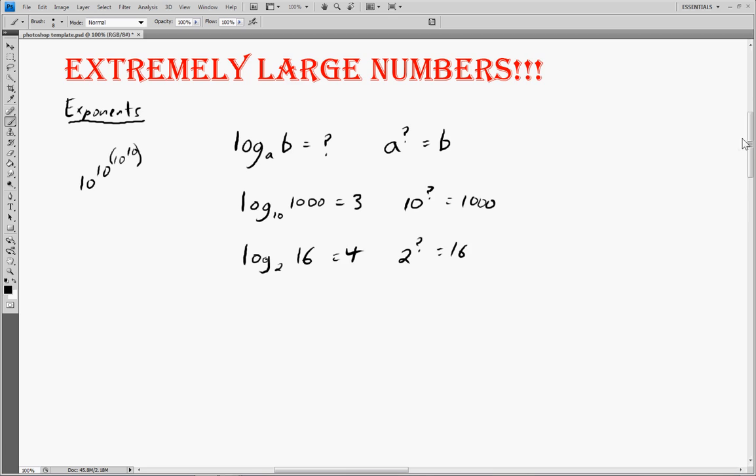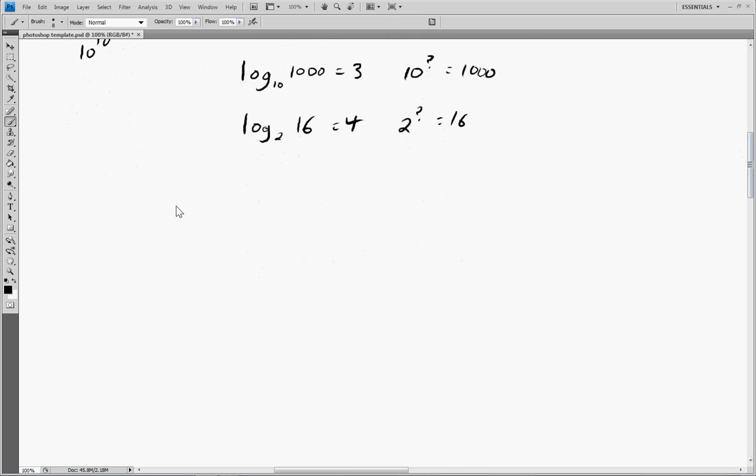What does this do for us? It basically allows us a way to change the base of exponents. So let's say we have something like 2 to the power of 50. And we want to figure out, that is 10 to the power of what?